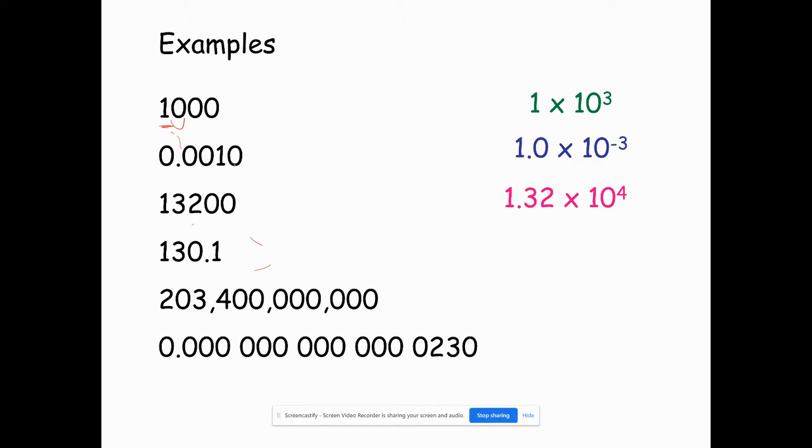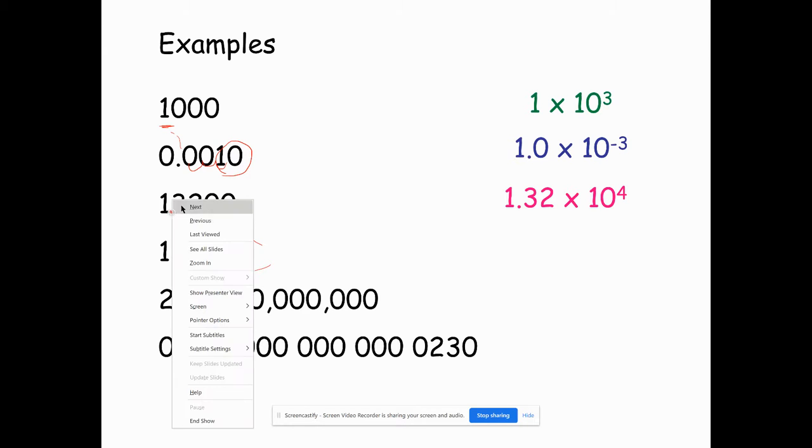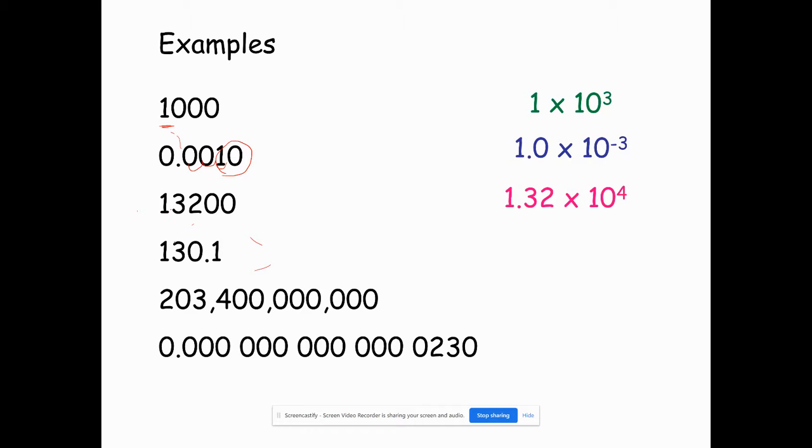In the next one, here are my significant figures, 1.0, and then 1, 2, 3. I went to the left, it's negative. To the right is positive. Now I want to make this between 1 and 10, so I'm going to put the decimal point there. Circle the sig figs. That's 1.32, and then I went 1, 2, 3, 4 hops. So times 10 to the power of 4.